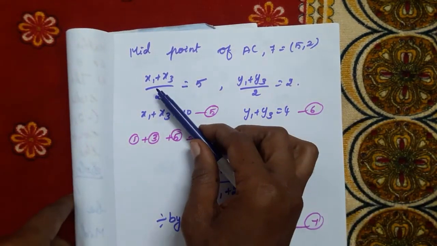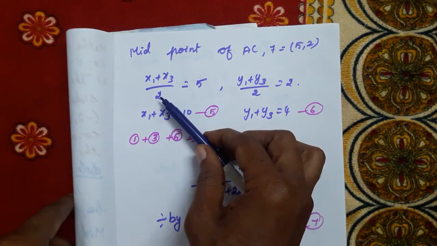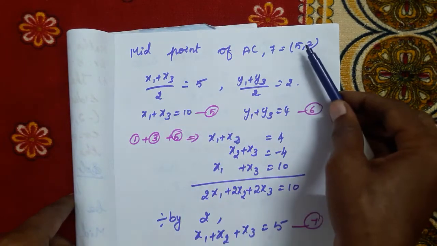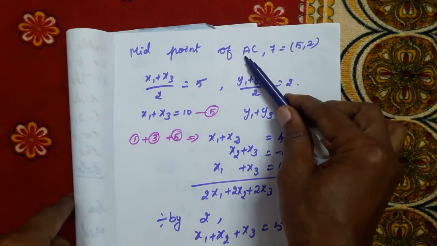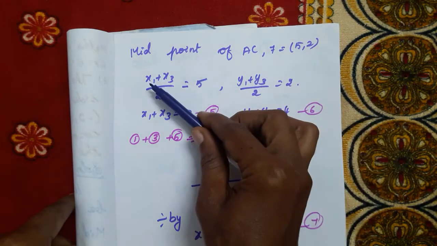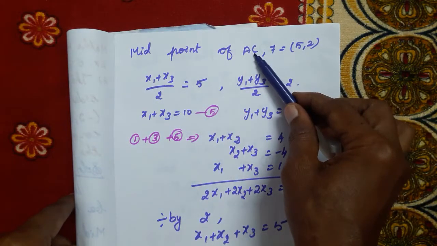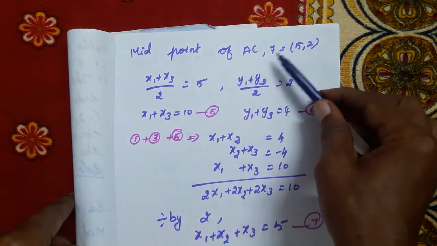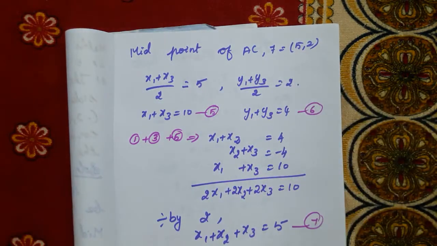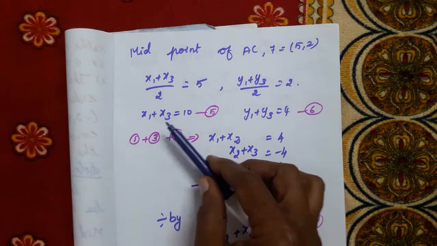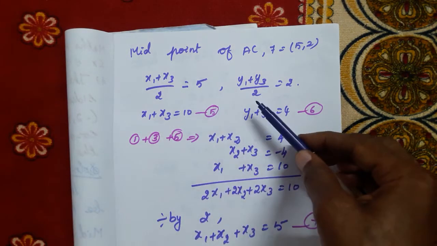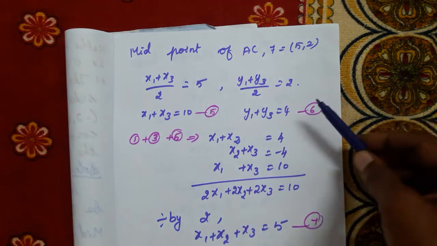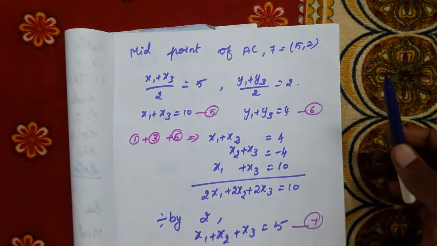So (x1 plus x3) by 2 is equal to 5. A point is (x1, y1), and C point is (x3, y3). So (x1 plus x3) by 2 is equal to 5, and (y1 plus y3) by 2 is equal to 2. So x1 plus x3 is equal to 10, then y1 plus y3 is equal to 4. It is equation 5, it is equation 6.